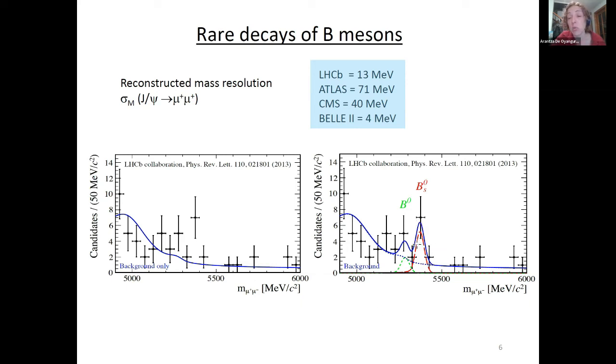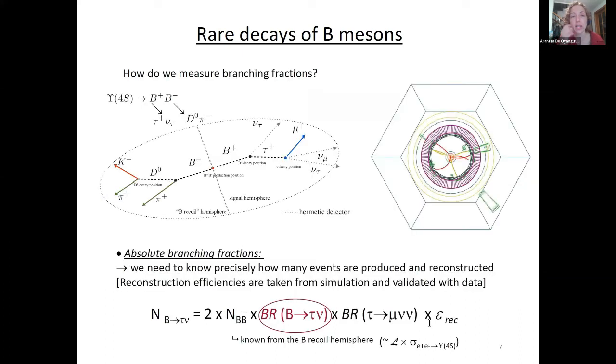mass resolution is good, I can, for instance, distinguish between things which have very similar masses, like the case of the Bs and the B meson. So if my resolution is good, I will be able to separate them. If my resolution is not good, I will not be able to do this kind of measurement. Okay, so this is why it is clear.